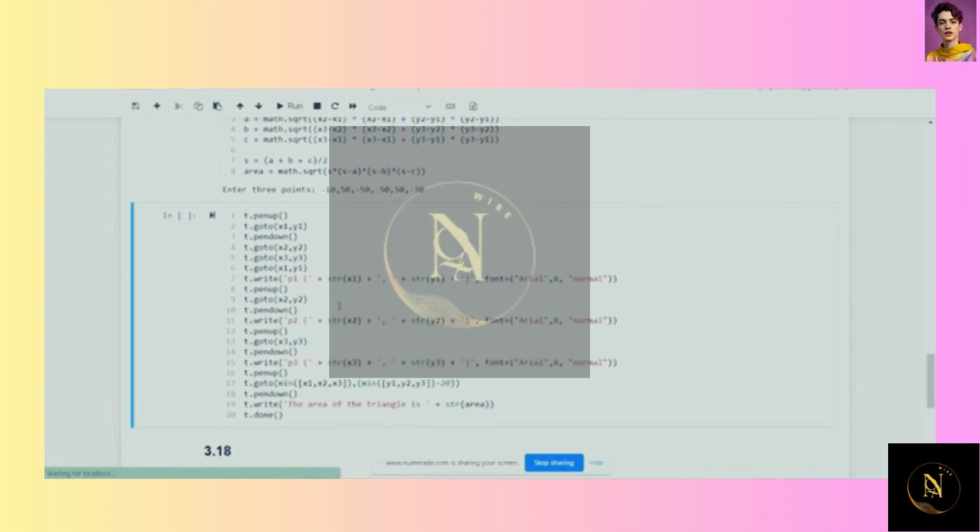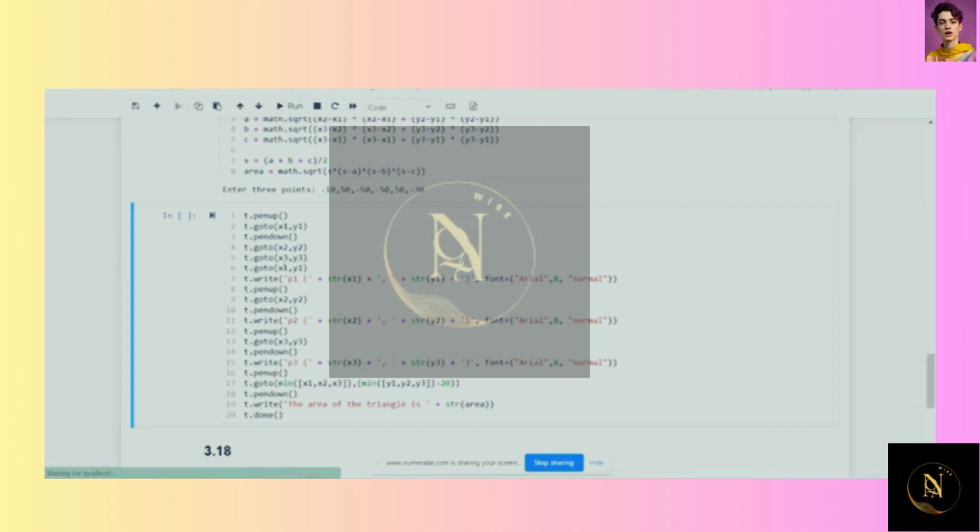Now we want to actually draw the triangle and display the area. So we'll start with turtle, picking up the pen and going to the first point. We'll put down the pen and then go to each of the 3 points so that it draws the 3 sides of the triangle. In the example, it looked like the coordinates of each point was displayed near that point.